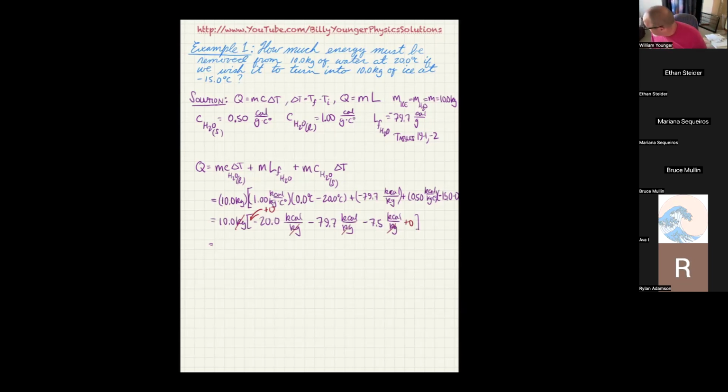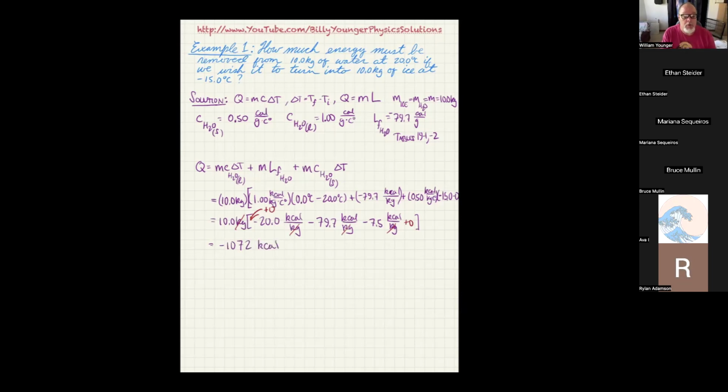And what I can see is I'm going to have negative 20 minus 79.7 minus 7.5. And that gives me negative 107.2. And then I got to multiply that by 10. And you don't even need your calculator for that, hopefully, which is 1072. So it's going to be negative 1072 kilocalories.